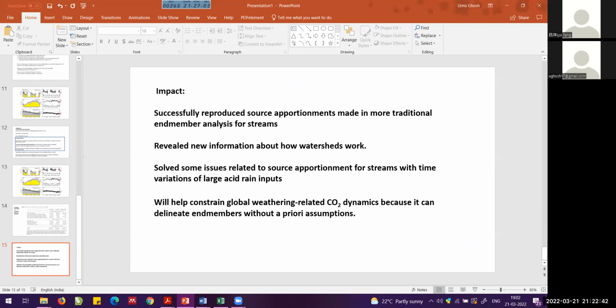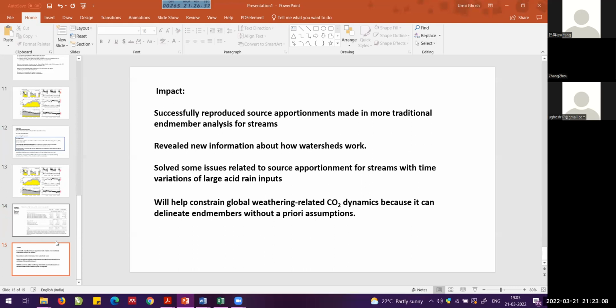They had already mentioned earlier in their paper that the source apportionment of stream water, and its variation with time, can also be calculated. Their work will help in constraining global weathering-related carbon dioxide, CO2, dynamics, because it can delineate end members without any prior assumptions. So these are the impacts of the study that they have mentioned, and that is all.